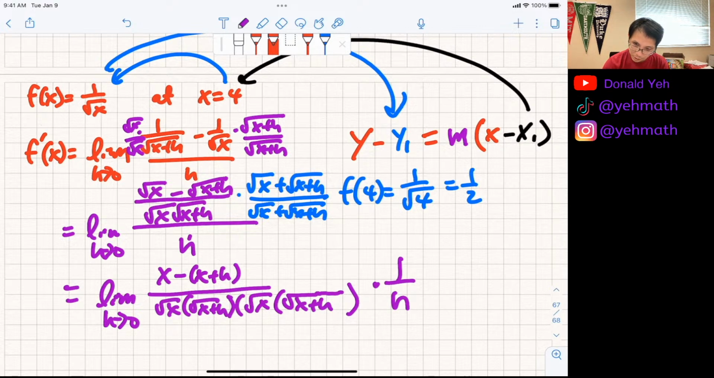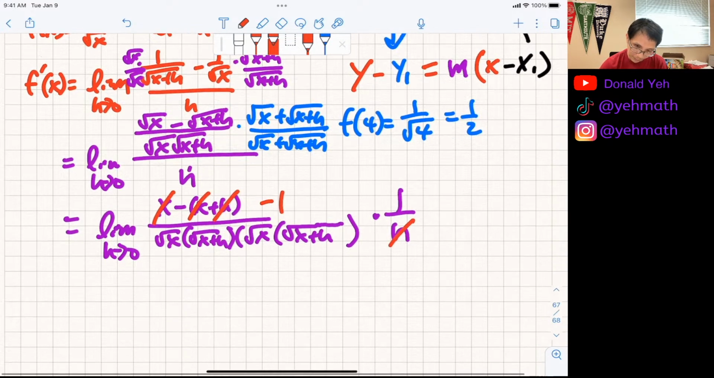Now, as you see, it distributed a negative sign. A lot of things can simplify. So this x minus x cancels out. Negative h is going to cancel out here. That's going to give me -1.